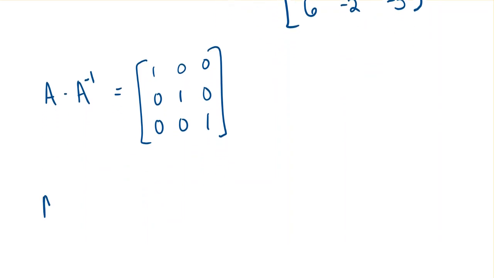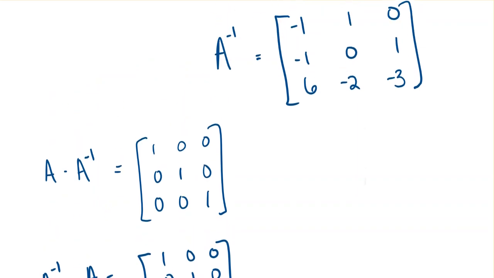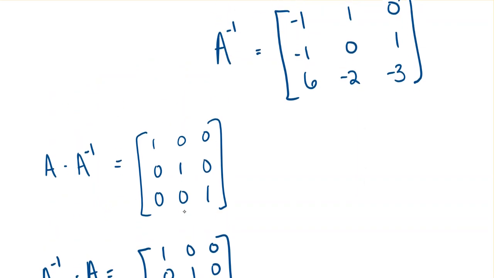Similarly, we could find A inverse times A, and we would still get the 3 by 3 identity. So I recommend you take a moment and multiply A times the A inverse that we found, and just verify that we do indeed get the 3 by 3 identity matrix.